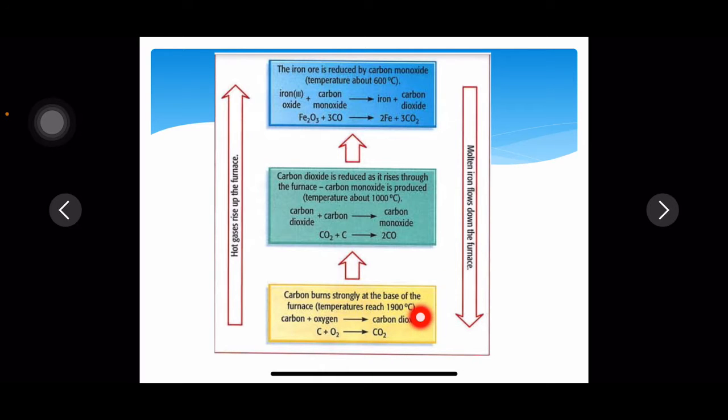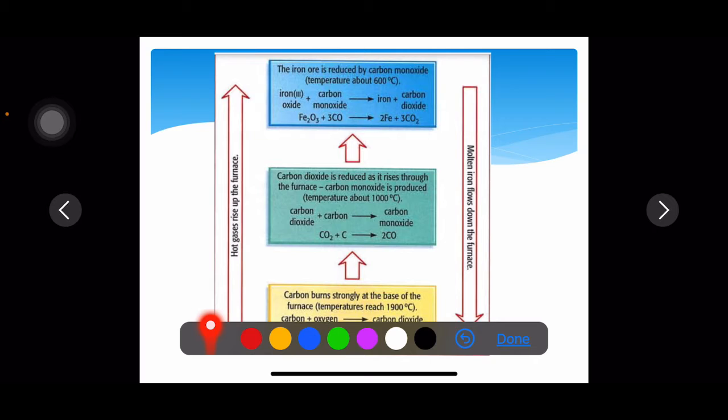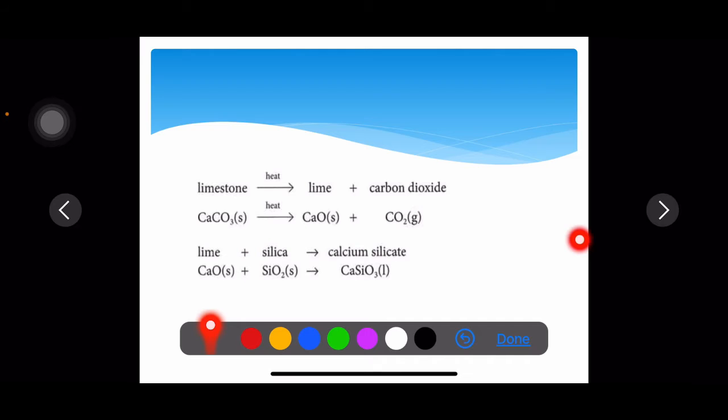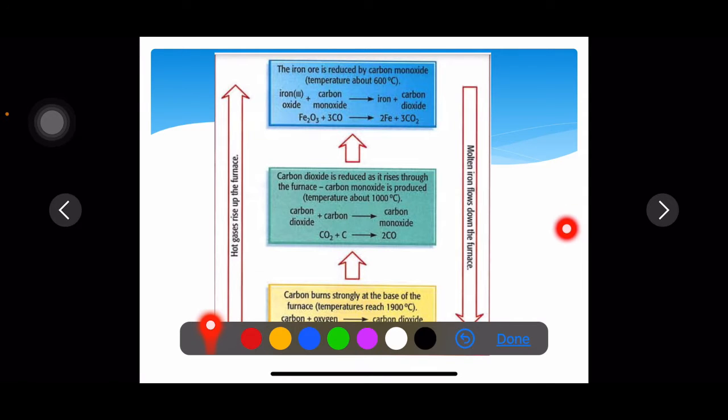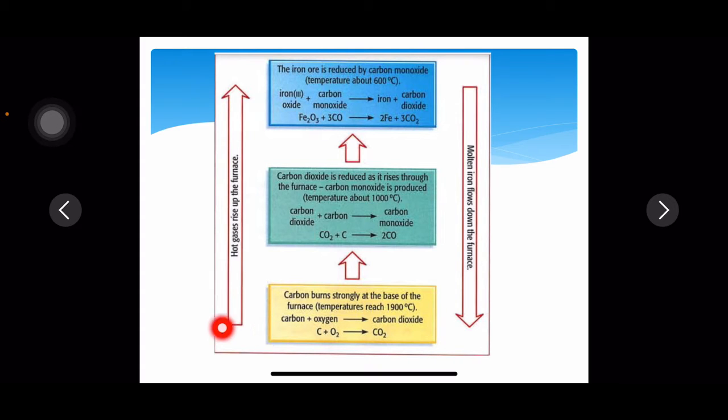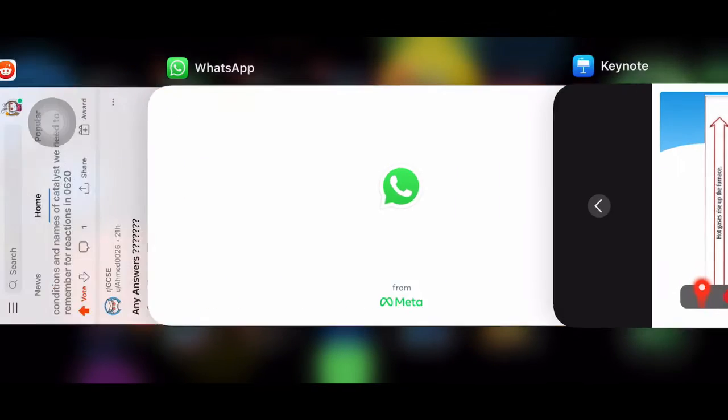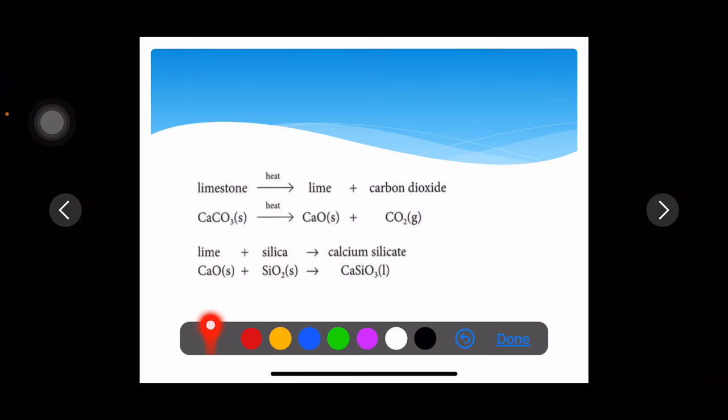These three are the important reactions: first step, second step, and third step. There is one more additional step which is very important. Remember that molten iron flows down the furnace and hot gases rise up the furnace, like carbon dioxide gas. The third thing is also added, which is calcium carbonate.